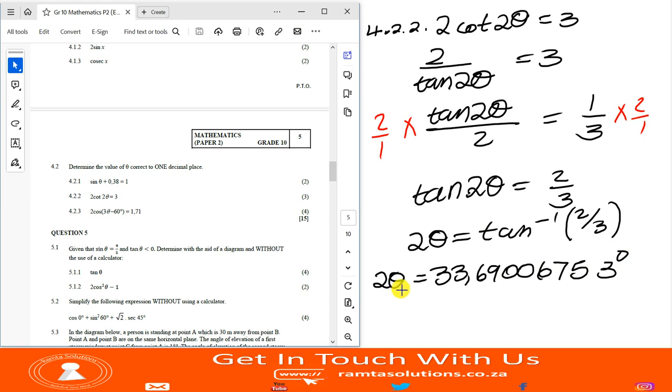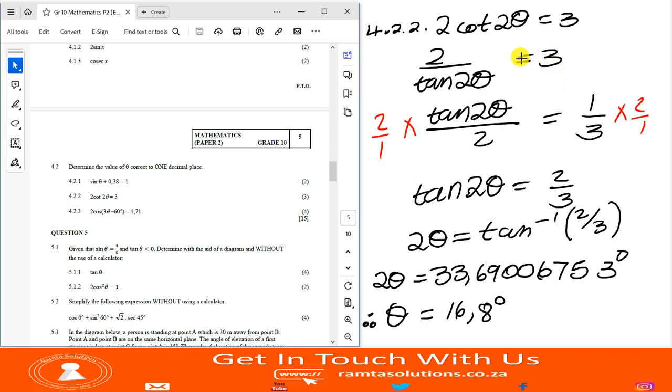Now, you are not looking for 2 theta. You are looking for theta. Divide this answer by 2. When you divide it by 2, what is theta? Theta is 16.8 degrees, correct to 1 decimal place. Our answer is 16.8. Now, you can substitute this into the equation on its left-hand side, and it must give you something closer to 3.